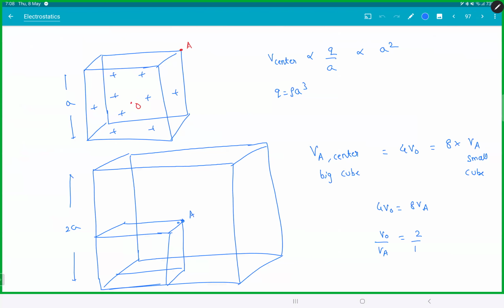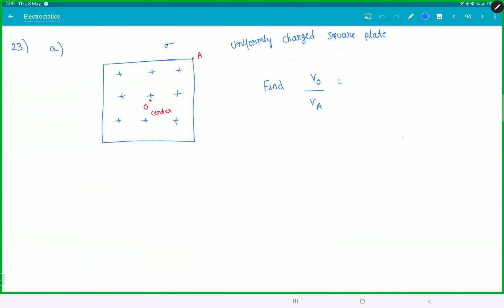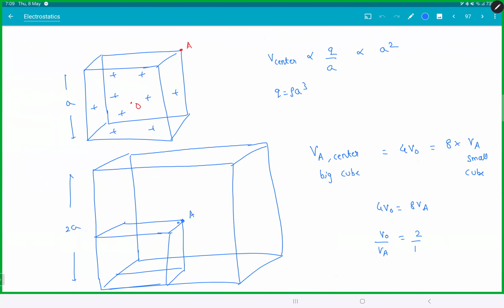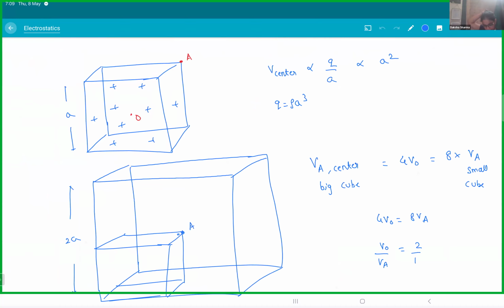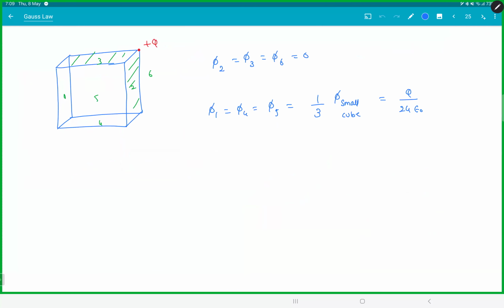Find the ratio of potential at the center and the corner of the cube. This is not the first time you're seeing this. You have seen this before in electrostatics. Don't you remember this question? A square plate is there. Find the ratio of potential at the center and the corner. Clear with this, everyone? The corner will have 8 cubes, because that is always the center of a big cube.